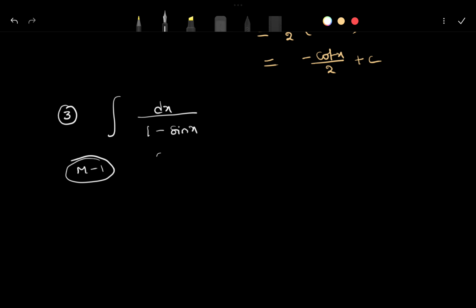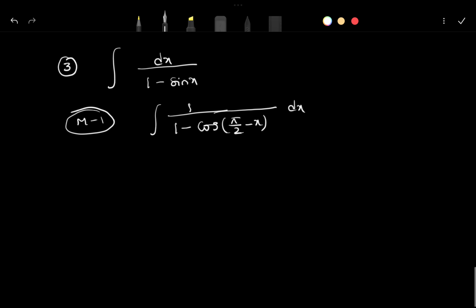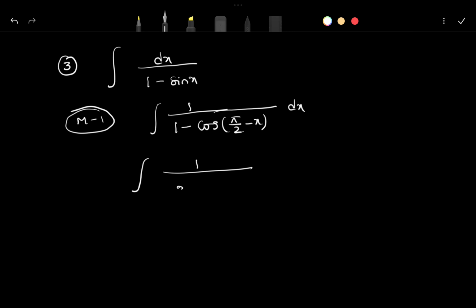So here, the integration of 1 by 1 minus sin x. Sin x I will write as cos of 90 minus x. You know, cos of 90 minus theta is equal to what? Sin theta. According to that formula, I manipulate sin x as cos of 90 minus x. Now, you know 1 minus cos 2 theta is equal to 2 sin² theta. Here, the integration of 1 by 2 sin² of pi by 4 minus x by 2.